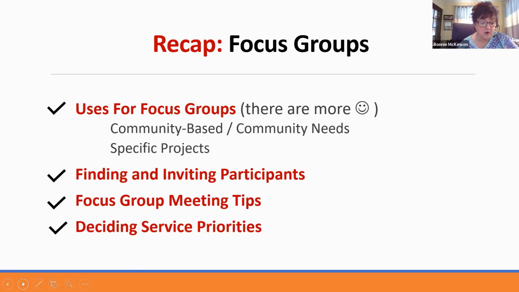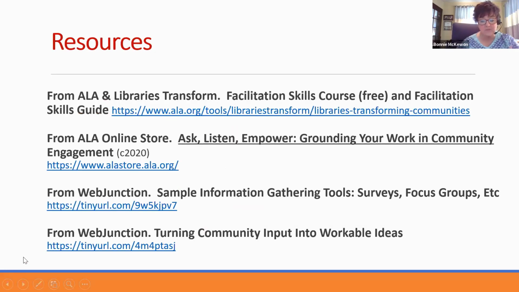Here is our resource list for today. And I think it's the one at the bottom, the very last one referenced there, from Web Junction, Turning Community Input into Workable Ideas. That is one of the best articles I've read in a long time. So thanks to Becky for finding that one for us.